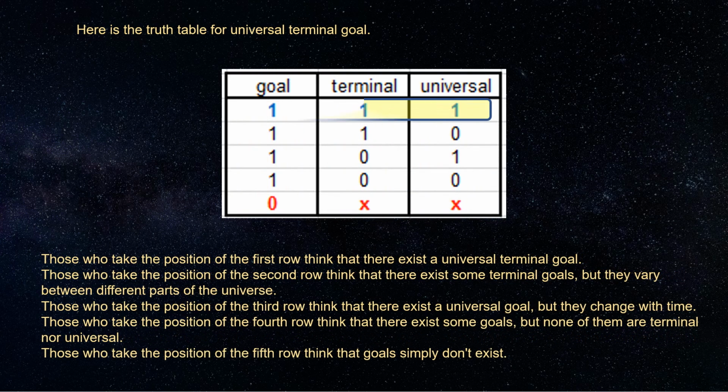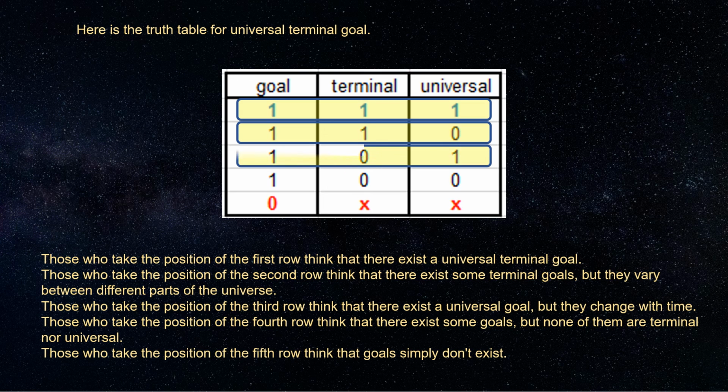Those who take the position of the first row think that there exists a universal terminal goal. Those who take the position of the second row think that there exist some terminal goals, but they vary between different parts of the universe. Those who take the position of the third row think that there exists a universal goal, but they change with time. Those who take the position of the fourth row think that there exist some goals, but none of them are terminal nor universal. Those who take the position of the fifth row think that goals simply don't exist.